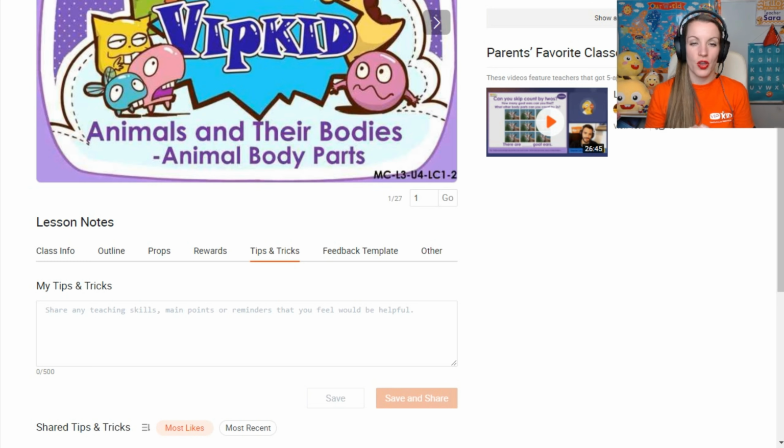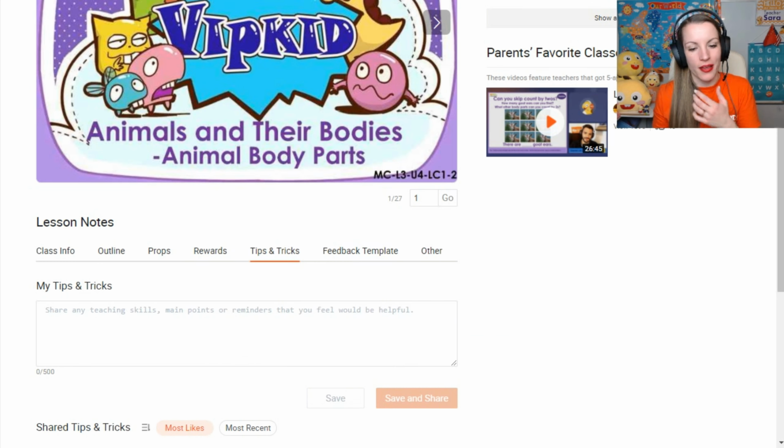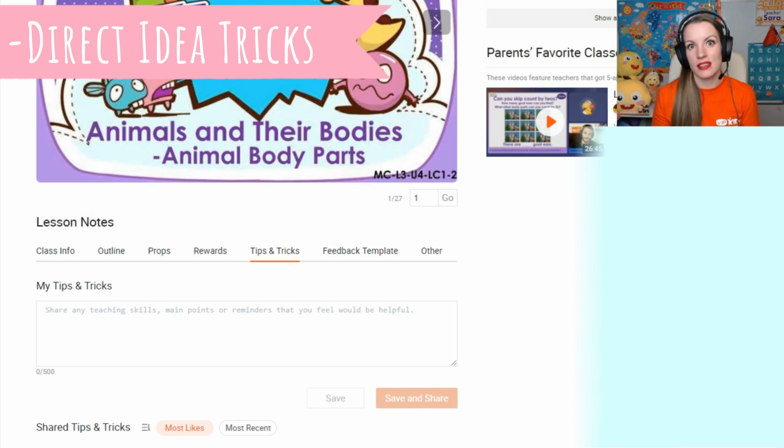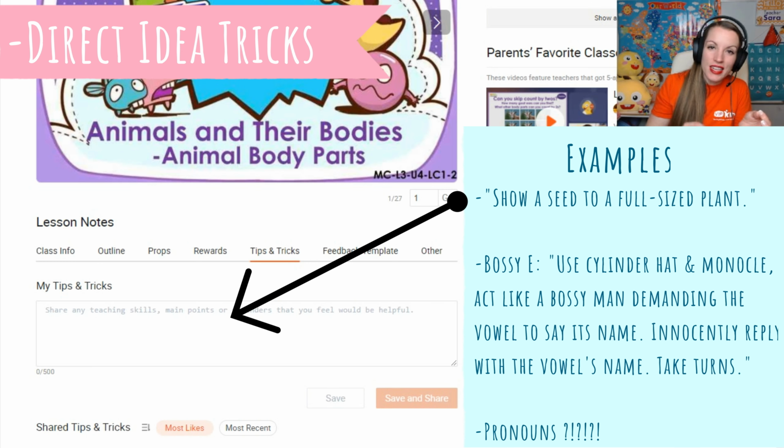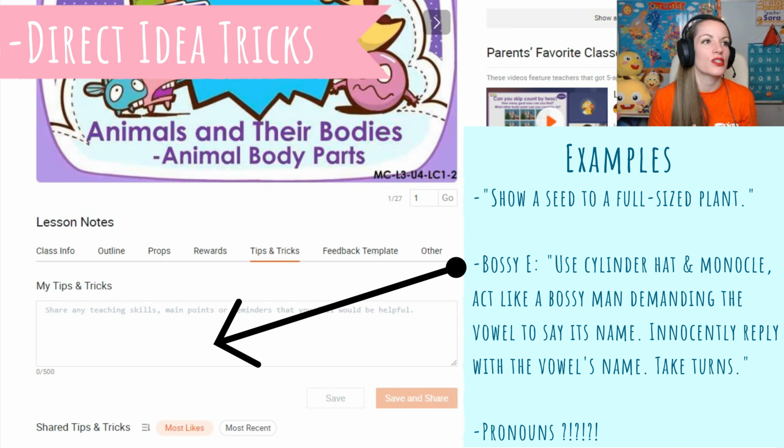Okay, let's talk about good examples of tricks. The tricks that are making your class work. How are you teaching the difficult concepts in the lesson? This could be direct ideas, like in the Grow, show a seed to a full-size plant. I have one for Bossy E that is so fun, and it works like a charm.